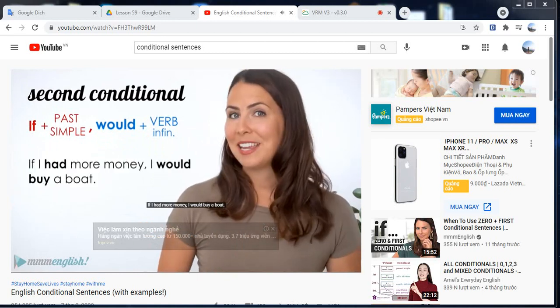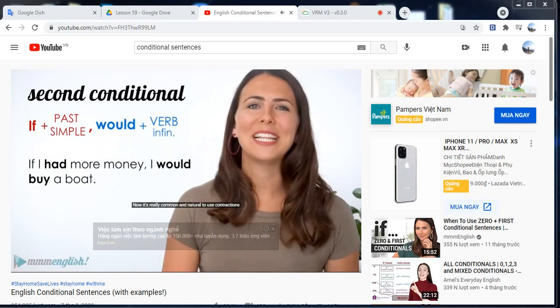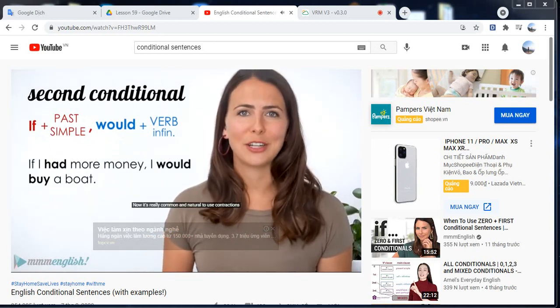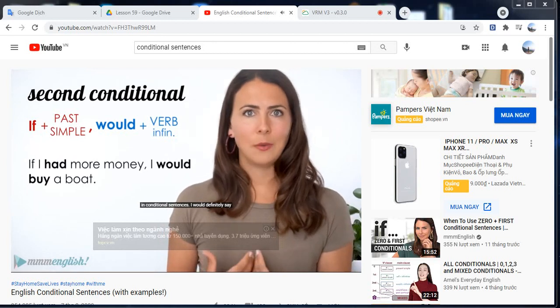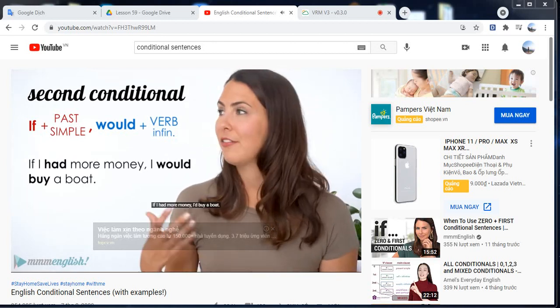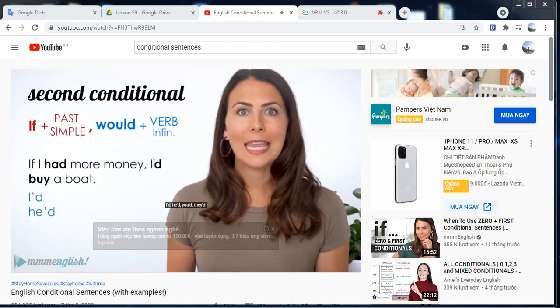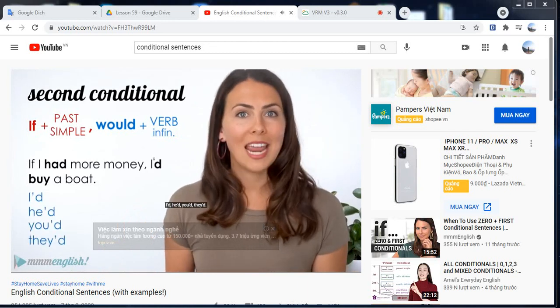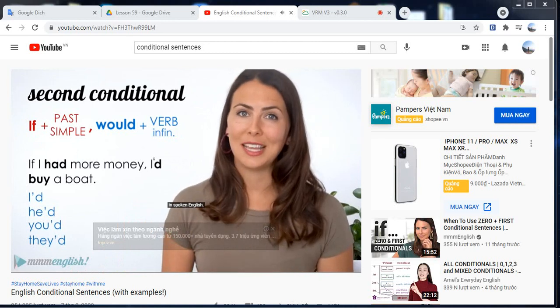If I had more money, I would buy a boat. Now, it's really common and natural to use contractions in conditional sentences. I would definitely say, when I'm speaking naturally, if I had more money, I'd buy a boat. I'd, he'd, you'd, they'd. This pronunciation is much more common in spoken English.